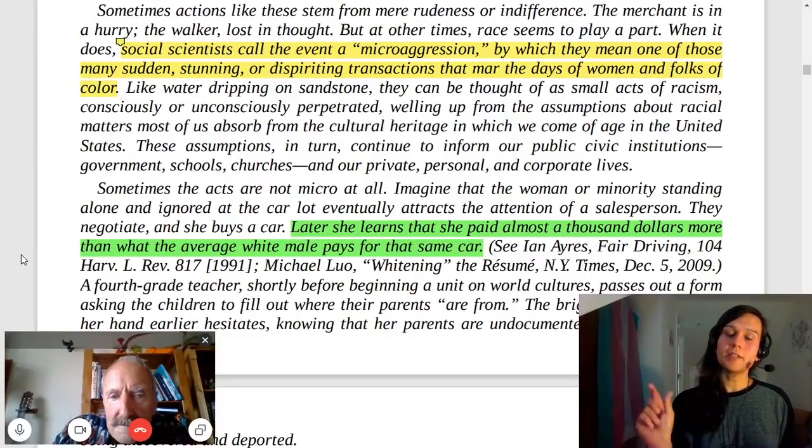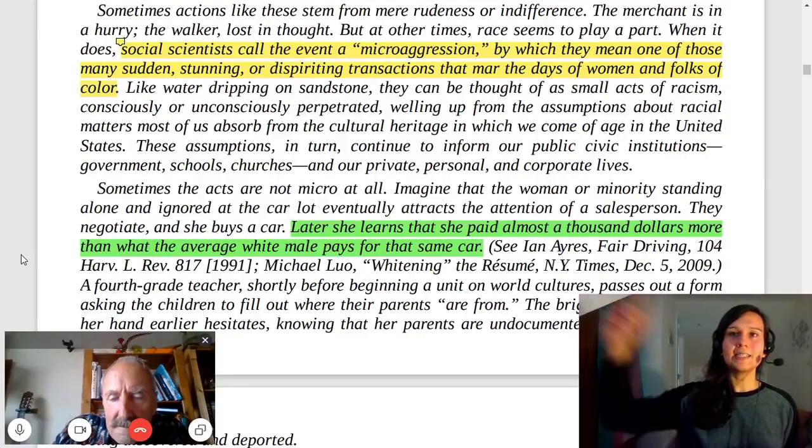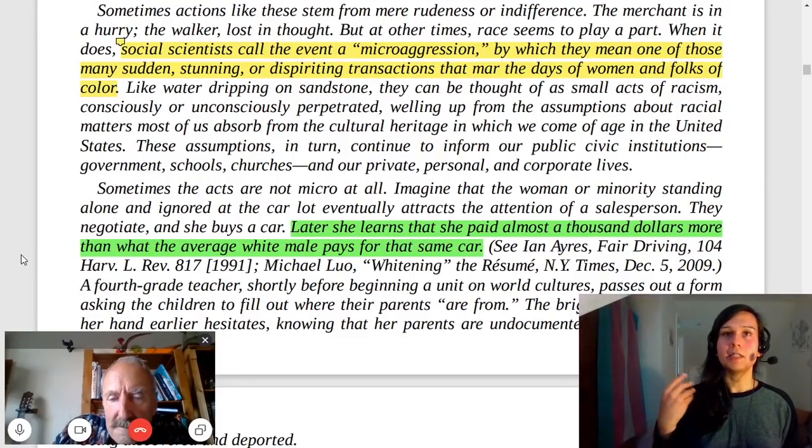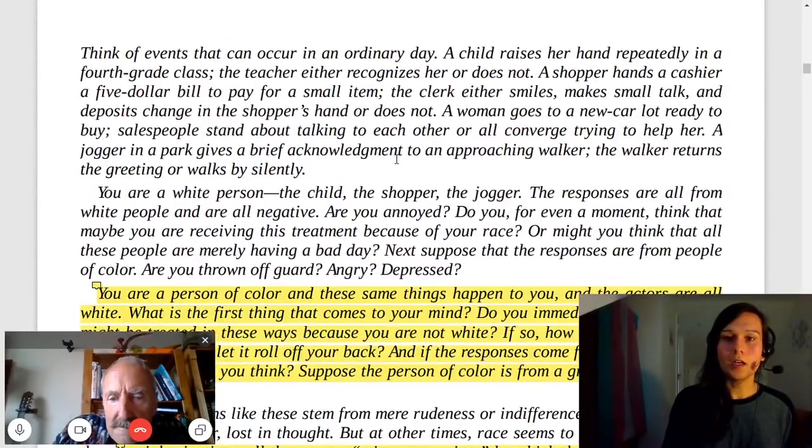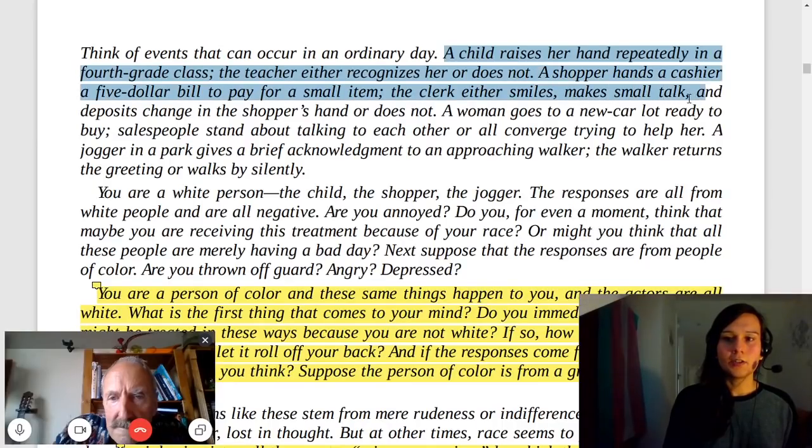Because what microaggression as a term does is it lets people have a word for something and connect it to broader biases, which otherwise they wouldn't have had a word for. Like all of these examples that he gives: raising a hand and not being taken seriously, the clerk not smiling, and somebody not helping her.